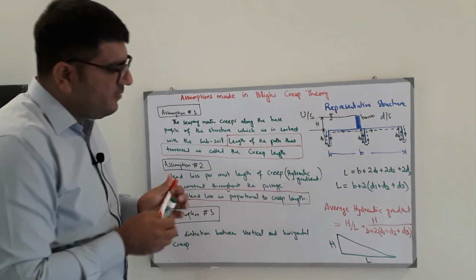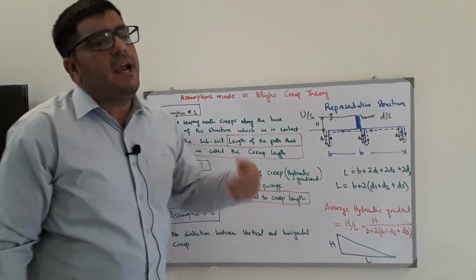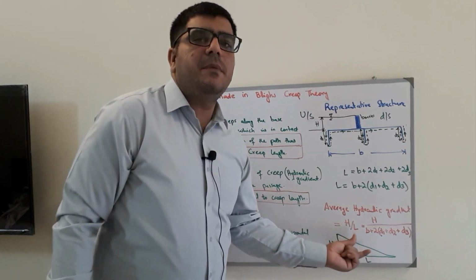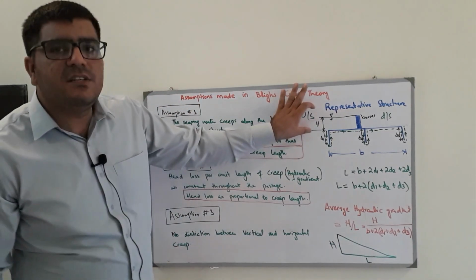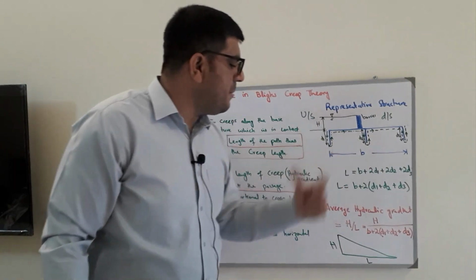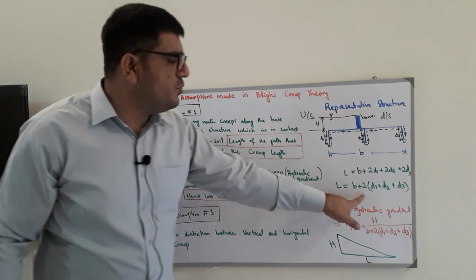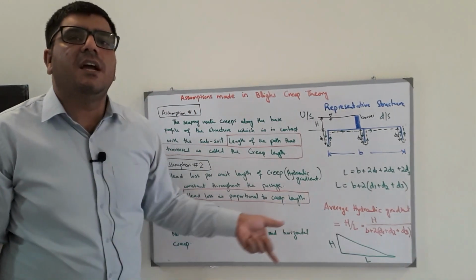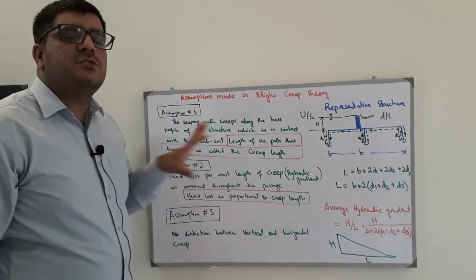So we can find the average hydraulic gradient, and the hydraulic gradient is the head divided by the creep length, or total distance. The head in this case is our head h, which is lost over a distance of the total creep length, which we have already calculated as b plus 2 into (d1 plus d2 plus d3). So this is basically our average hydraulic gradient. Now we have understood the first 2 assumptions.